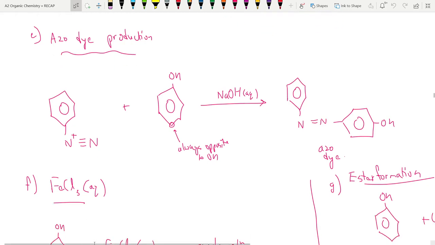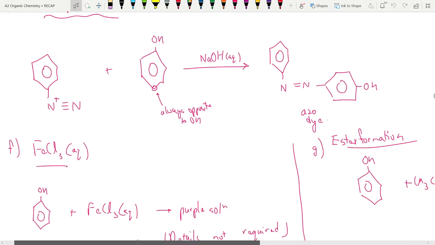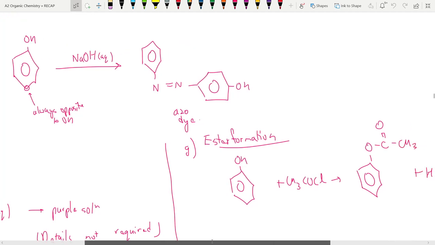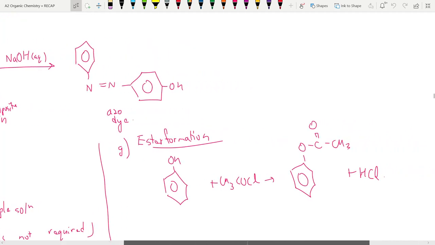They also react with FeCl3. This isn't in the syllabus anymore, but you should know it, to form a purple solution. This is also a test for phenols, just like the bromine one. And we can also go for ester formation. Phenols react with acyl chlorides at room temperature to form esters and HCl as byproducts, okay.